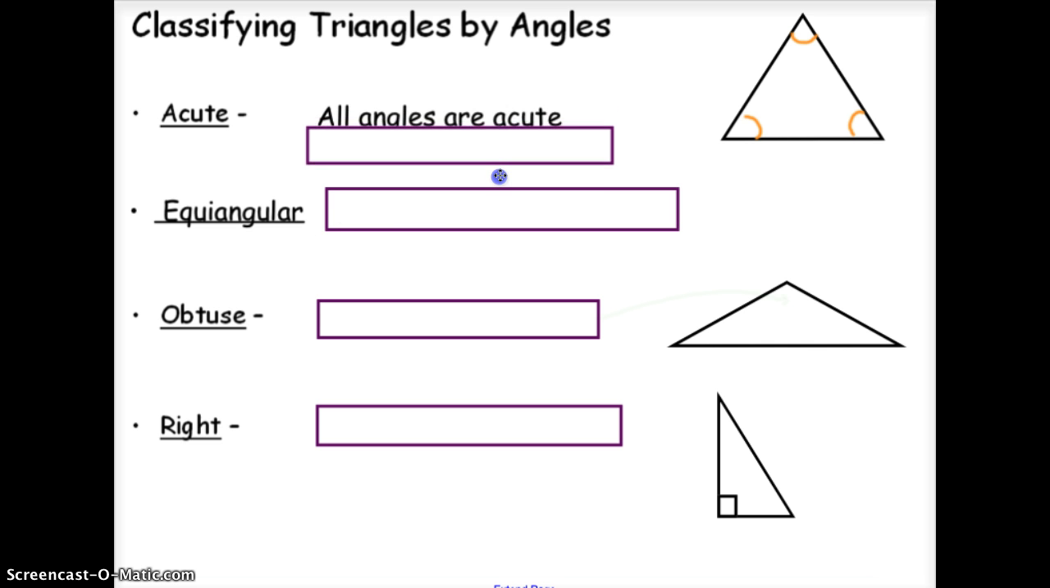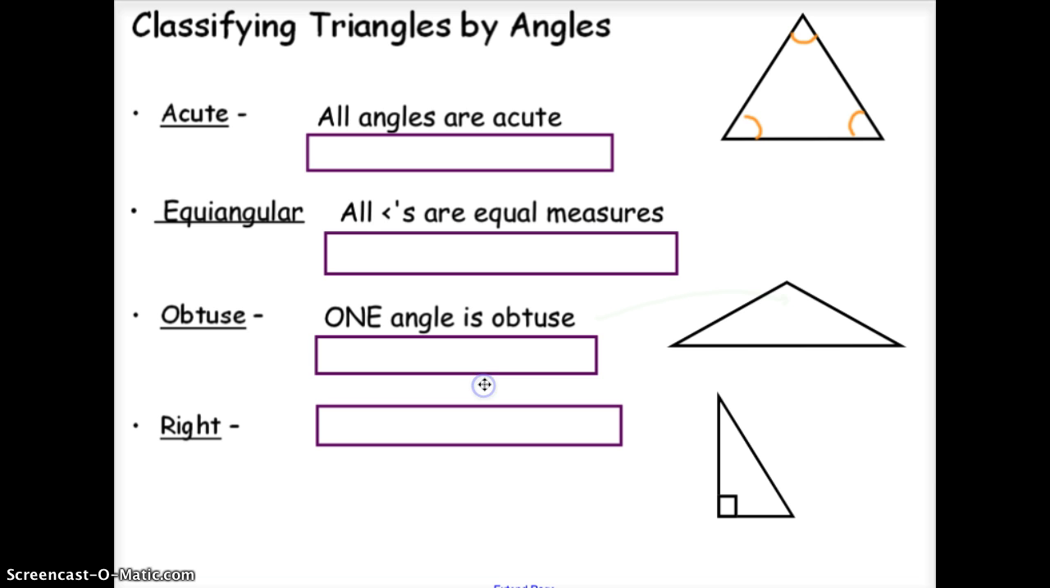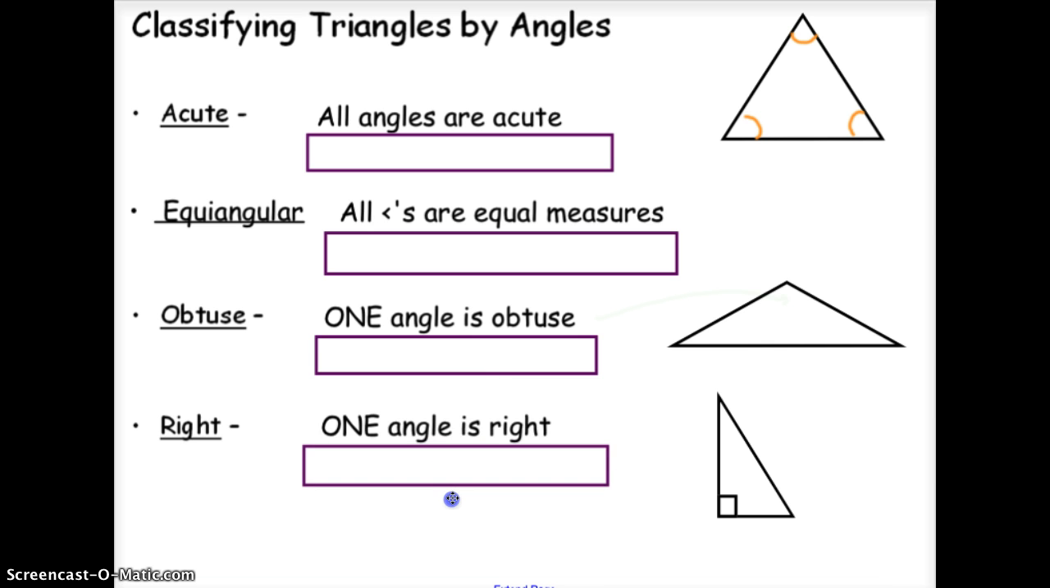An acute triangle has all angles acute. An equiangular triangle has all angles of equal measure. An obtuse triangle has one angle that's obtuse, and a right triangle has one right angle.